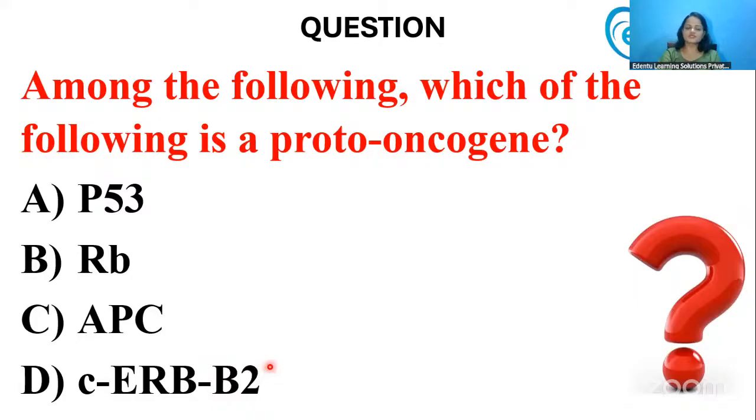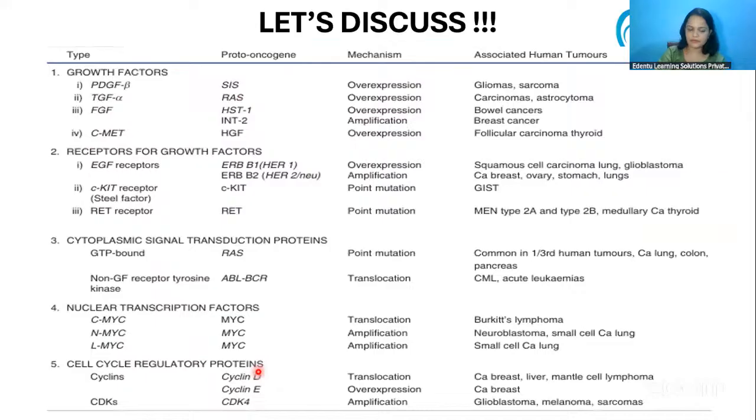So P53, RB and APC are tumor suppressor genes, or the anti-oncogenes. The one that is a proto-oncogene is option D, CERBB2. I'll tell you in detail because it can be confusing for you. In the last question, we had discussed the oncogenes and when they get converted to oncoproteins, the tumor formation and all that. Here, let's have a look at the proto-oncogenes.